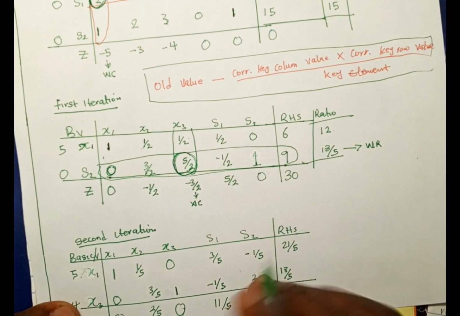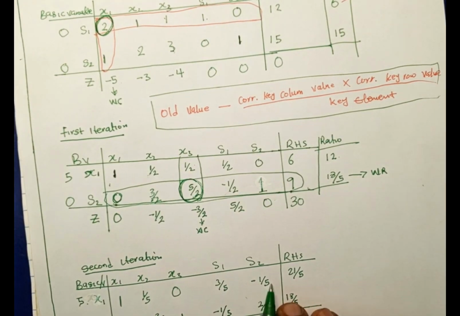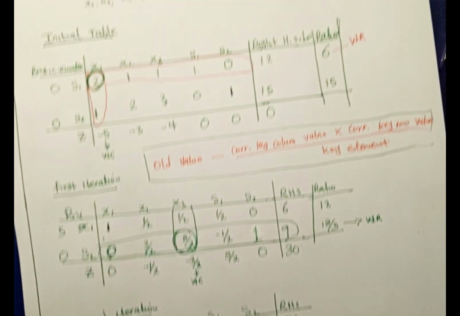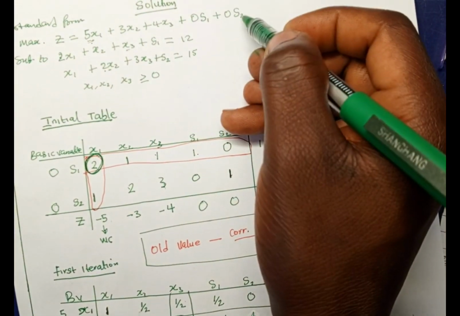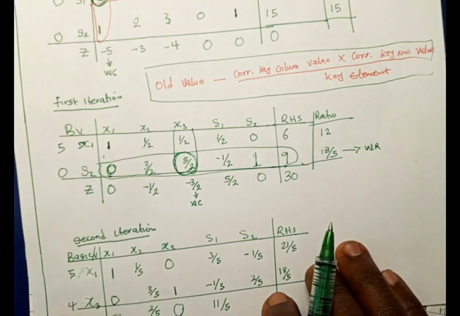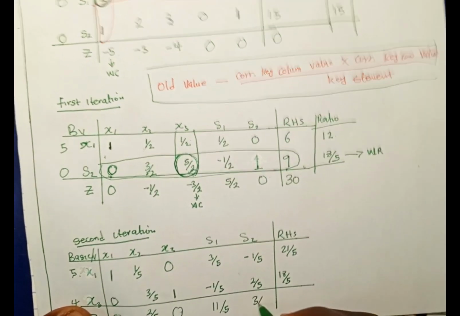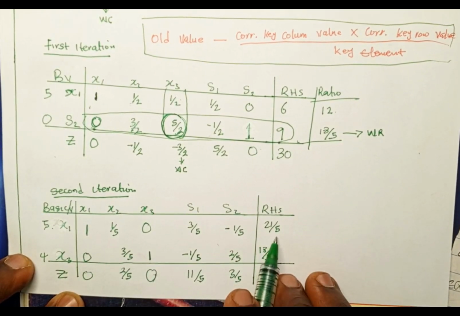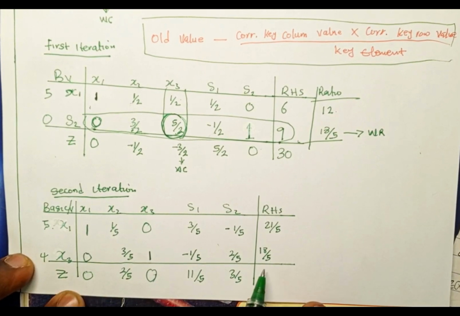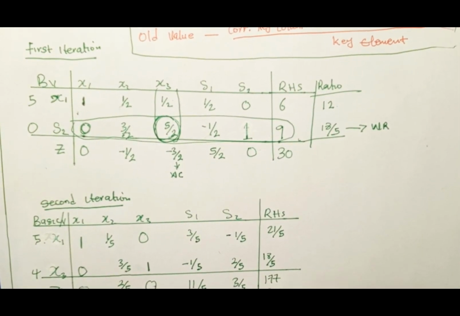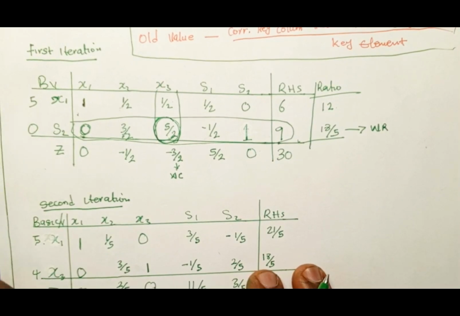Then we are on S2. 5 multiplied by negative 1 over 2 plus 4 multiplied by 2 over 5. Any answer you get, you minus it from the coefficient of x2 from the standard form, and the coefficient of x2 here is 0. So here it's going to be 3 over 5. Now the right hand side: 5 multiplied by 21 over 5 plus 4 multiplied by 18 over 5. Any result we have, we write it here, and it's going to give us 177 over 5.